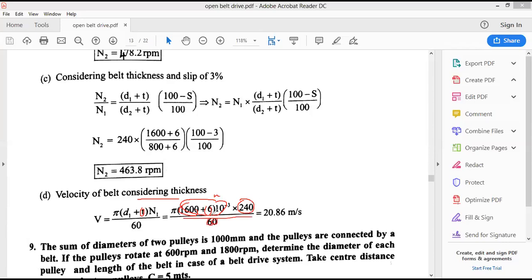Now look here, this is in meters and this is rotations per minute. When we calculate only the numerator, we get a value whose unit is meters per minute. Now if we divide this by 60, because this is in minutes, we get it in seconds. So we divide this answer by 60, and we get it in meters per second. That is what is indicated here.